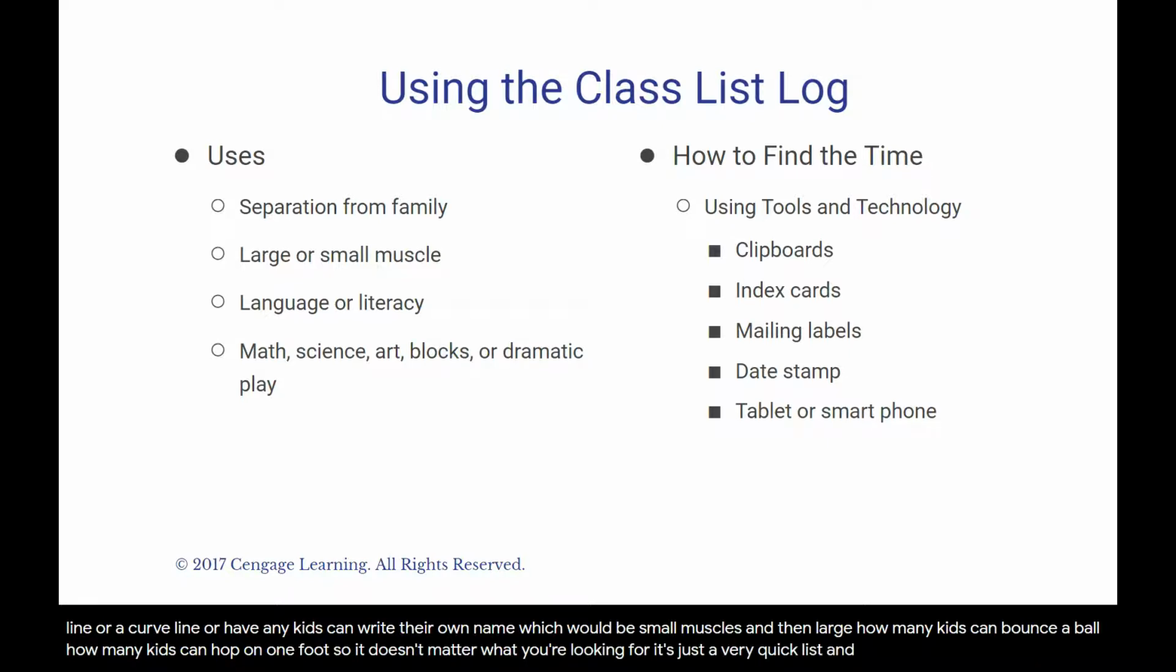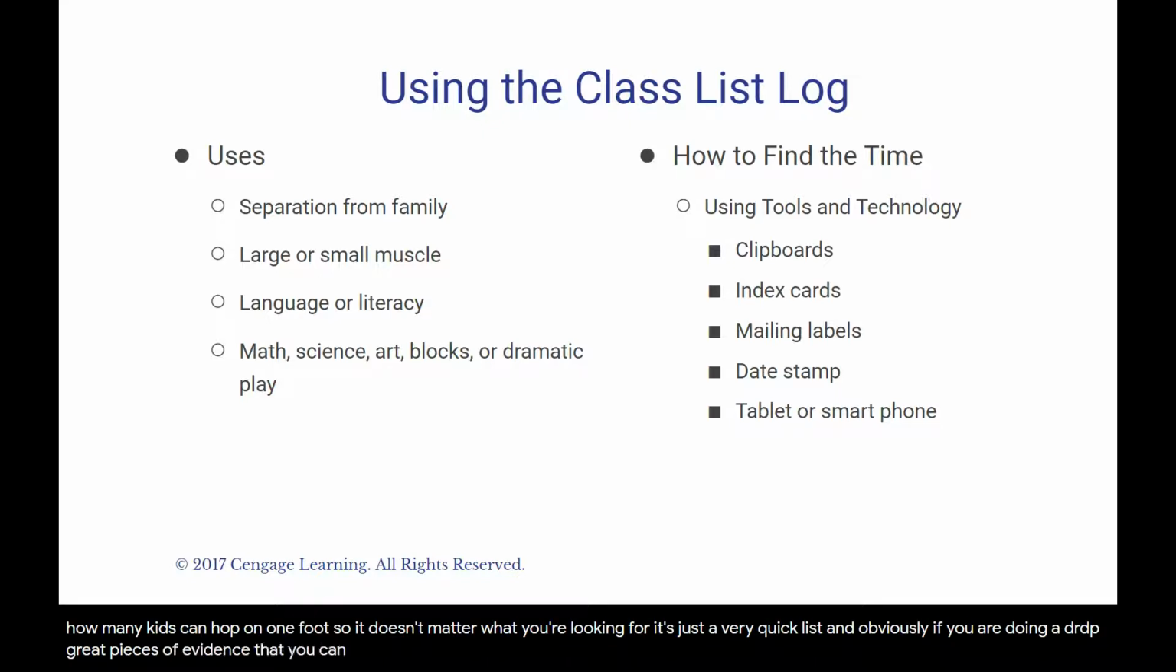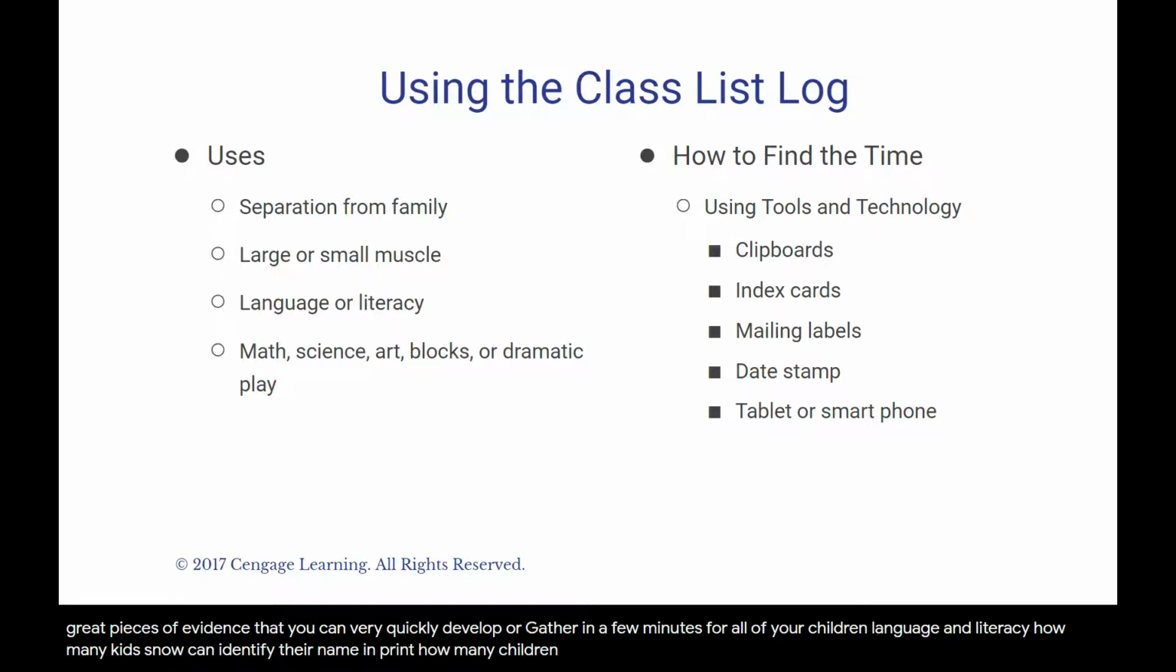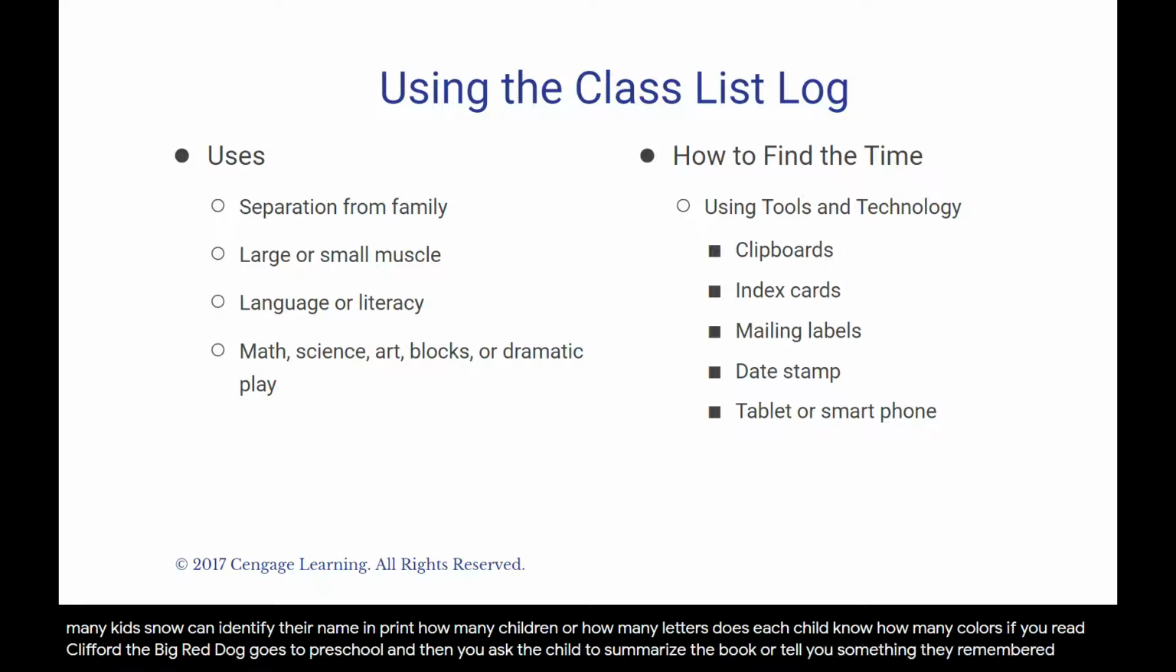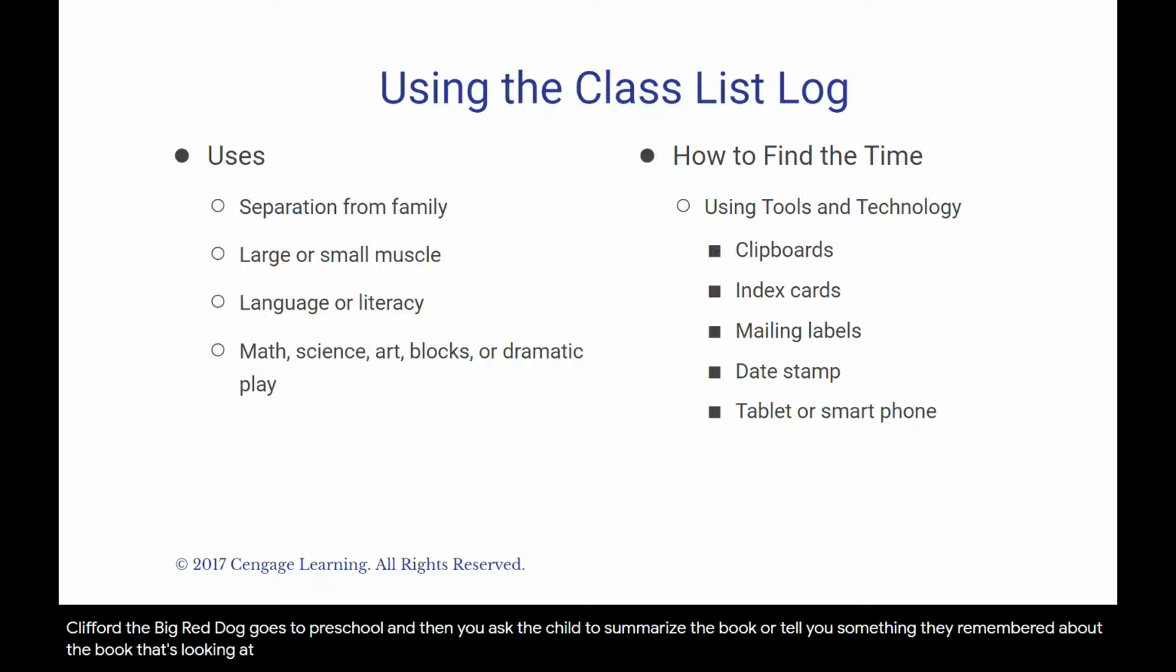And obviously, if you are doing a DRDP, great pieces of evidence that you can very quickly develop or gather in a few minutes for all of your children. Language and literacy: how many kids can identify their name in print? How many letters does each child know? How many colors? If you read Clifford the Big Red Dog Goes to Preschool, and then you ask the child to summarize the book or tell you something they remembered about the book, that's looking at literacy and language development.